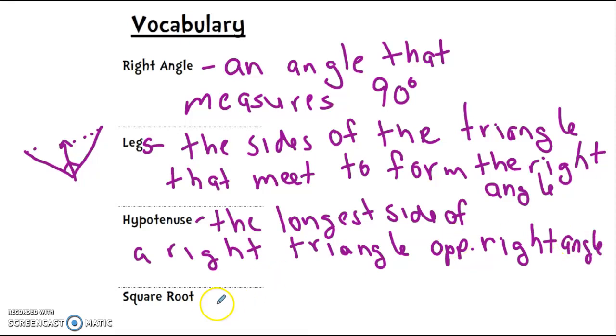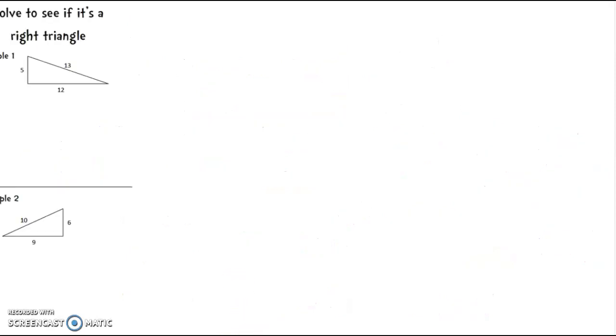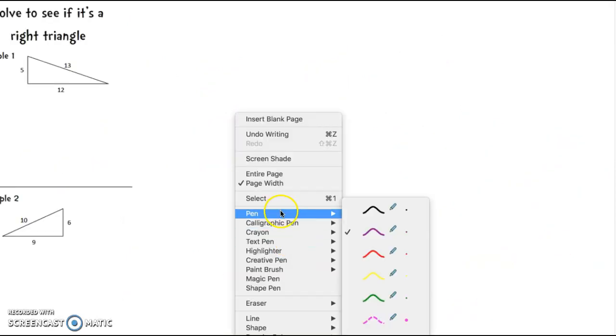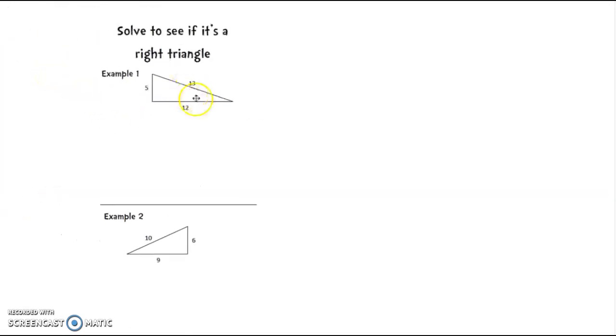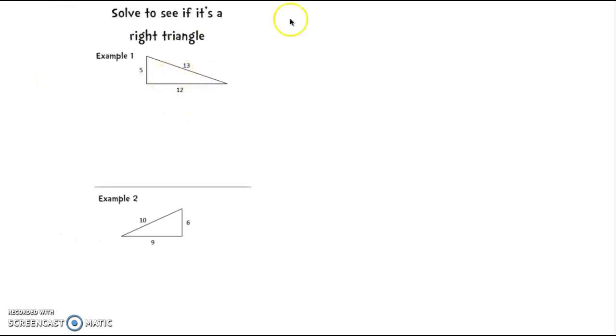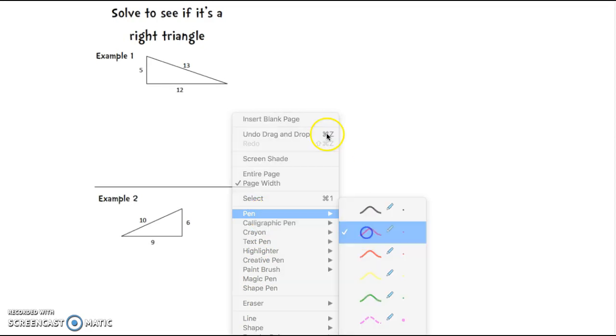The square root, for instance, the square root of 25 is 5. The square root of 81 is 9. So square root of 25 means what number can I multiply by itself and get 25? I'm going to have to do this one again. So you might want to take notes on this on the other side of your IMB if you have room.